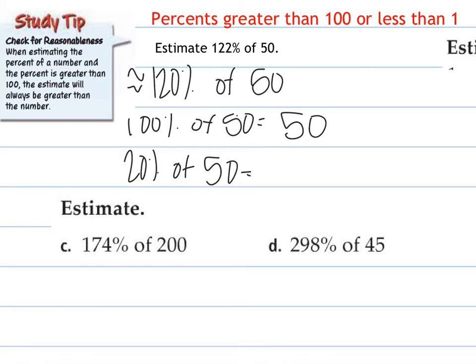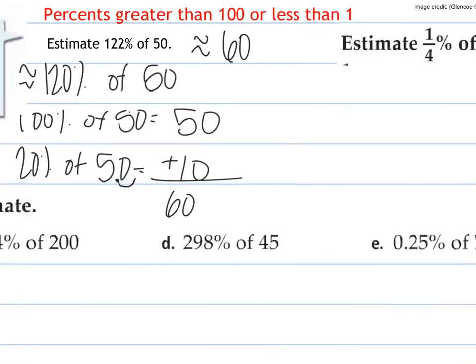Now 20%, I'm going to use the method to find 10%. So I'm going to move the decimal over 1, which is 5. But since we want 20, I'm going to multiply, and 5 times 2 is 10. So 50 plus 10 is 60. So this should be approximately 60, which makes sense because it's more than what we started with. So find the two parts, add.